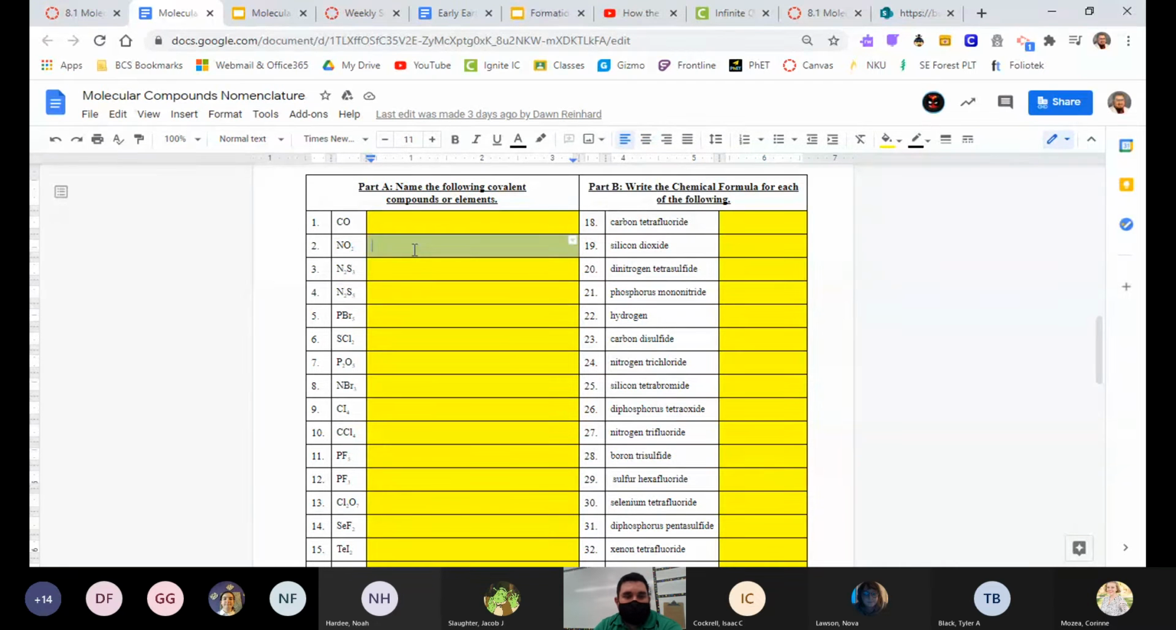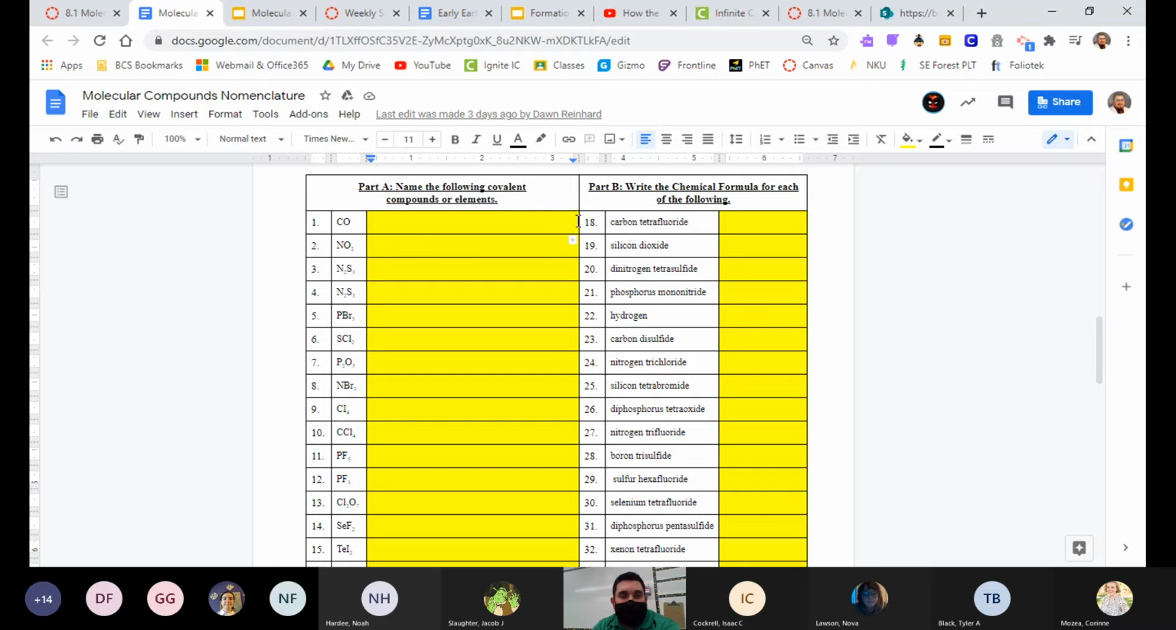All right, so the second one, 1 nitrogen, but again, we never start the first name with mono, so it's just nitrogen all by itself. And then there's a 2 by that oxygen, so it's dioxide. Not monoxide, it's dioxide. So that one is just going to be nitrogen dioxide.